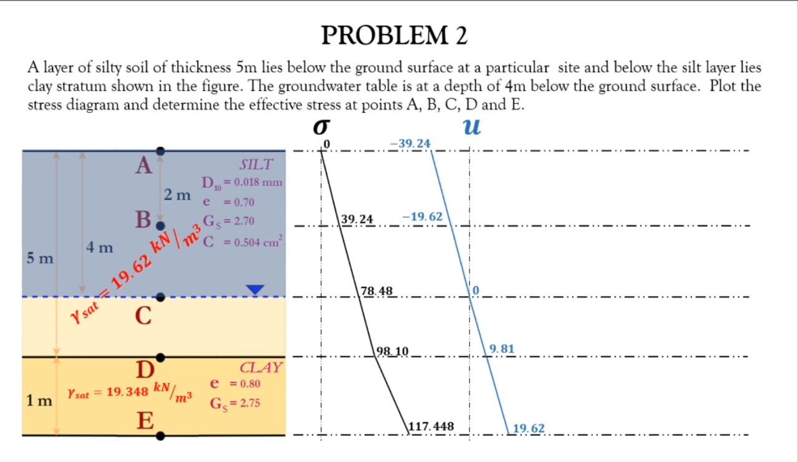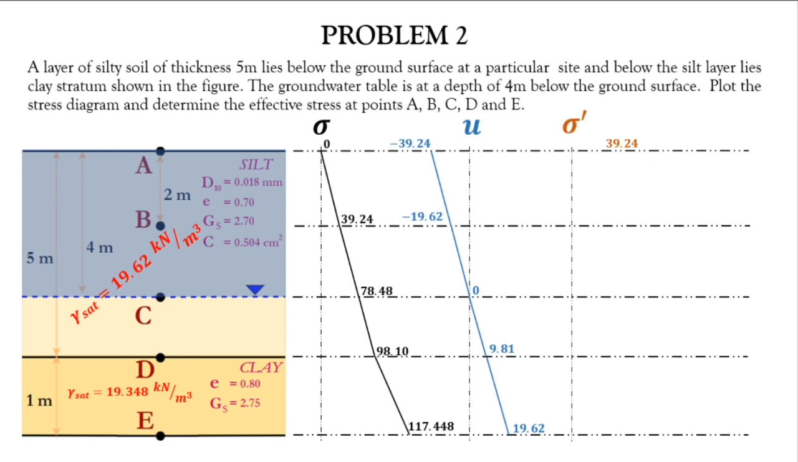So now that we have completed the total and neutral stress, pwede mo nang kunin yung effective stress by taking the difference between the two stresses. So para sa ating effective stress, 0 minus negative 39.24. So negative sa negative, magiging positive ito, kaya ang magiging effective stress natin at point A is 39.24.